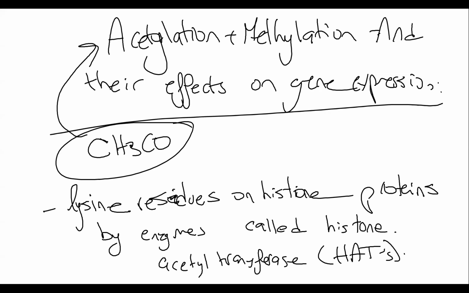So the acetylation is when we add this acetyl group, or we make the acetylation of lysine residues on the histone proteins by the enzymes which are called the histone acetyltransferases, HATs. Okay. How does this acetylation affect the gene expression? Histones are proteins around which DNA is wrapped to form chromatin. When histones are acetylated, this histone protein molecule has this group added to it.